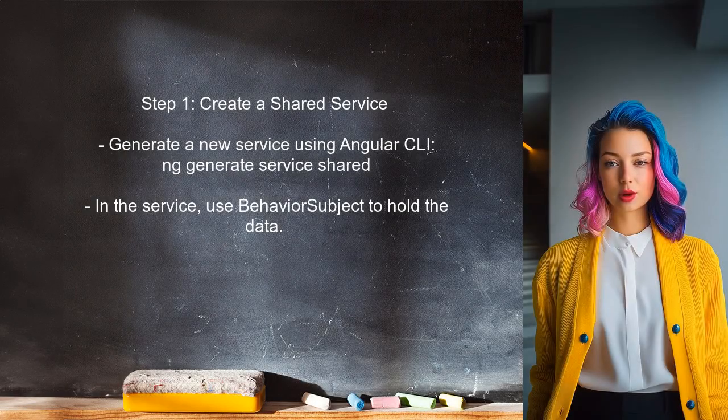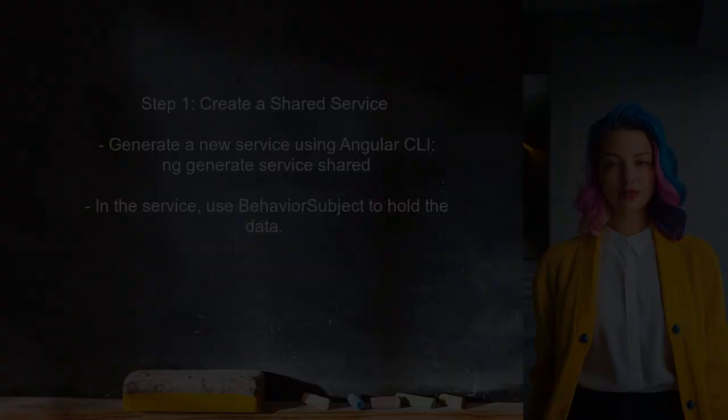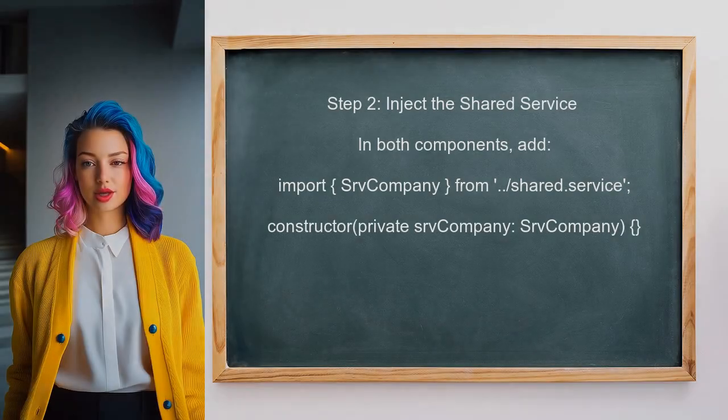To pass data between two unrelated components in Angular, the user should start by creating a shared service. This service will hold the data and allow both components to communicate. Next, the user should implement the shared service in both components. This involves injecting the service into the constructor of each component.